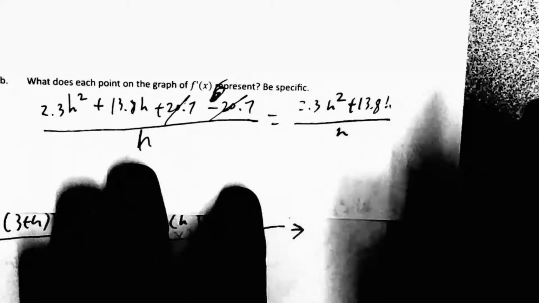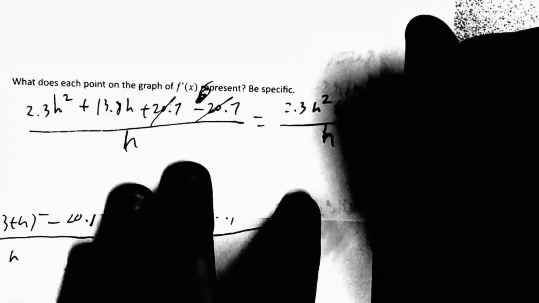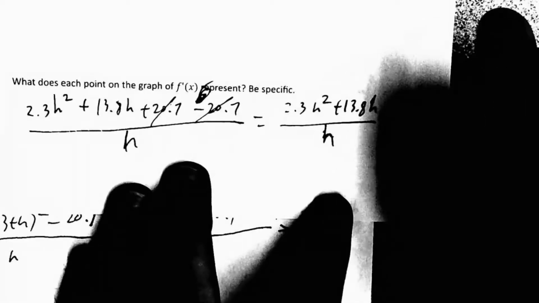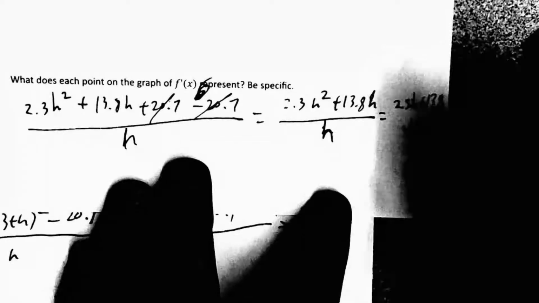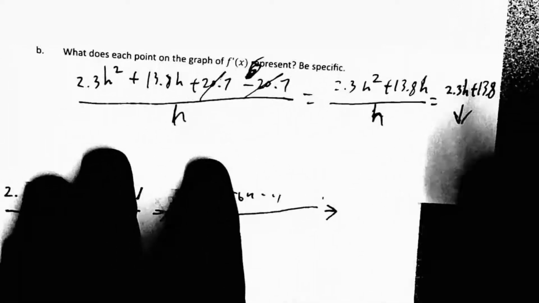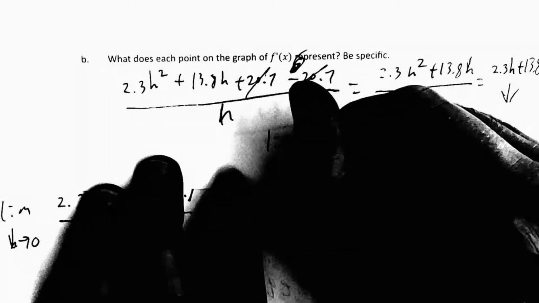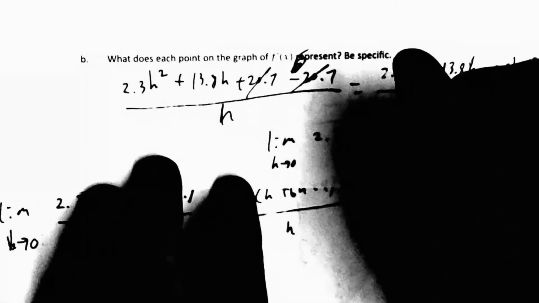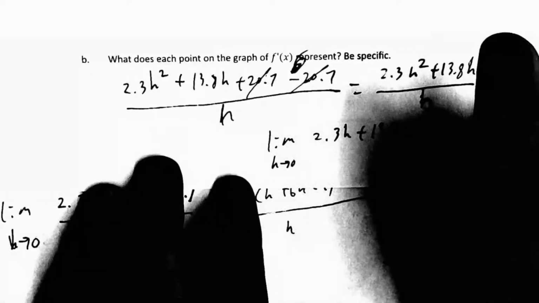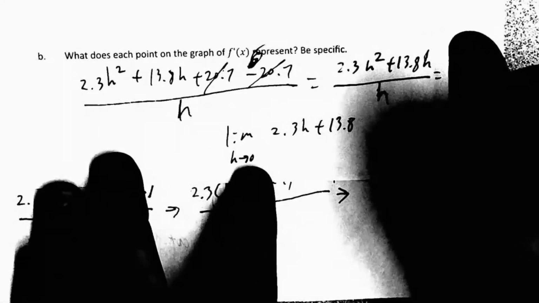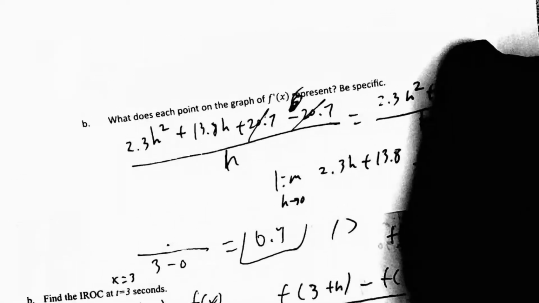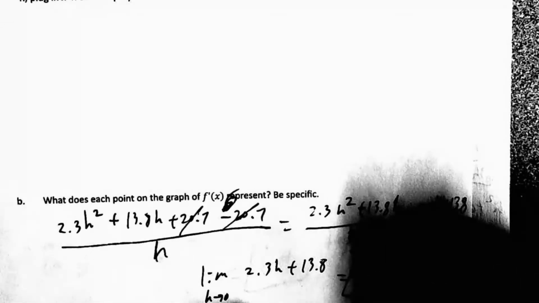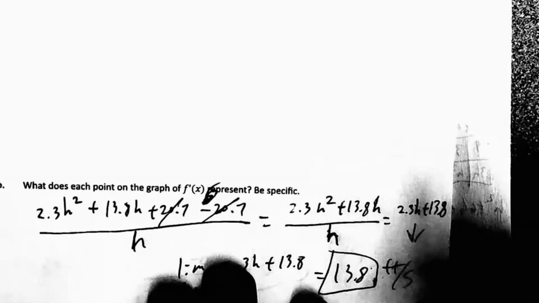I can take out an h from both of those at the top and divide by h. So this equals 2.3 h plus 13.8. That's my simplified version. I'm going to take the limit of that. Limit as h goes to 0 of 2.3 h plus 13.8 equals, substituting 0, 13.8. So the instantaneous rate of change at 3 seconds would be 13.8 feet per second.